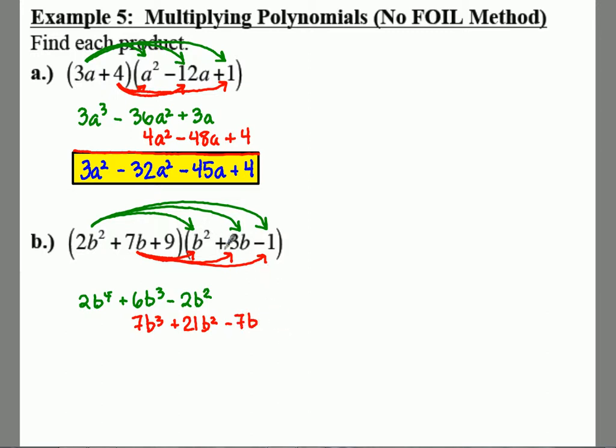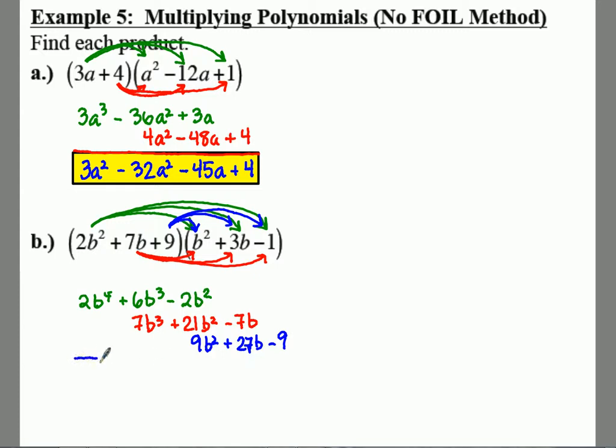Now finally, I have to multiply my 9. So man, all this multiplication, it's almost giving me a headache, except I love to multiply. So 9 times b squared gives us a 9b squared. 9 times 3b gives us a 27b. And then 9 times a negative 1 gives us negative 9.